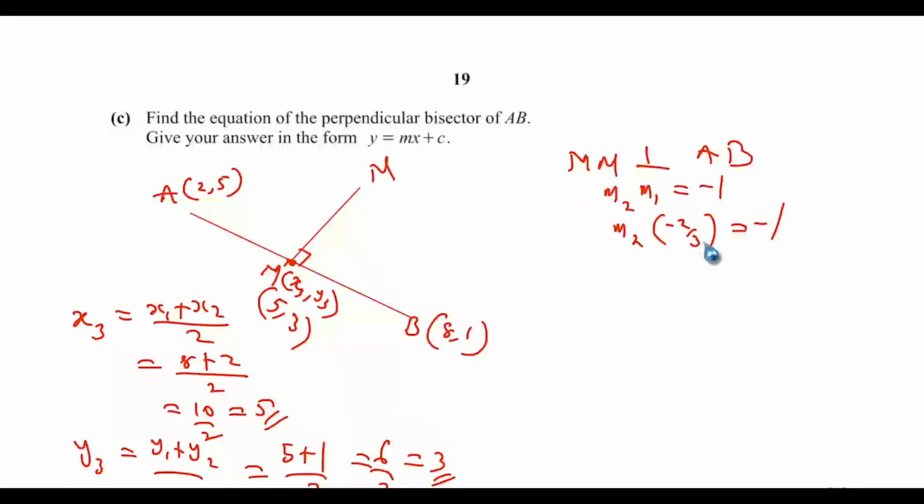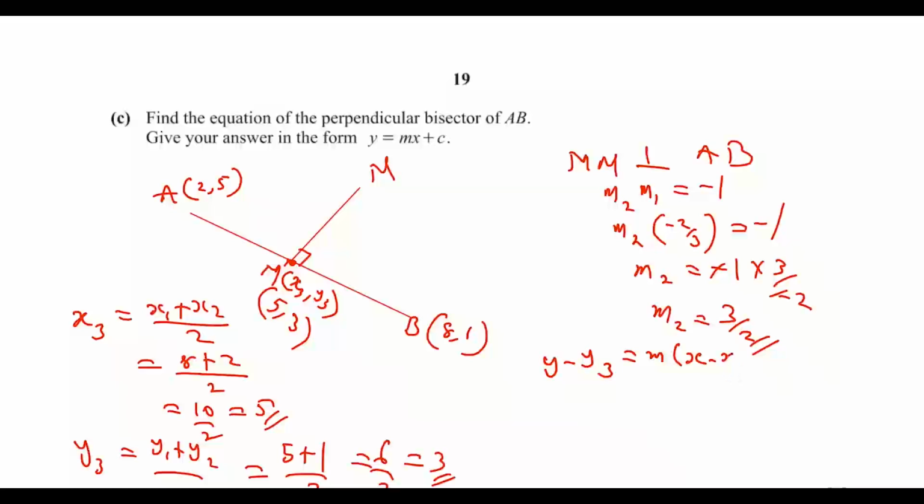So if you divide both sides by minus 2 over 3, we're going to have m2 equal to minus 1 times 3 over minus 2. So minus will cancel minus here. So m2 equals 3 over 2. Okay, so that's the gradient. Then the equation of the perpendicular bisector passes through point M with coordinates 5, 3. So we can now say that y minus y3 equals m into x minus x3.